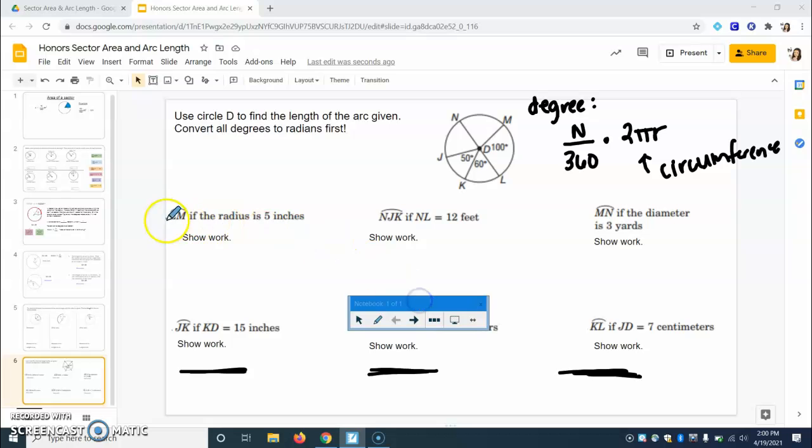So if I wanted to find the length of arc LM, if you wanted to do it in radians, you could, but you would have to convert 100 degrees to a radian first. But I can use this other formula for degrees and just do 100 over 360 times 2 pi. This time it says my radius is 5. And just plug that into the calculator. So do what you can. We'll go over this when I see you tomorrow.